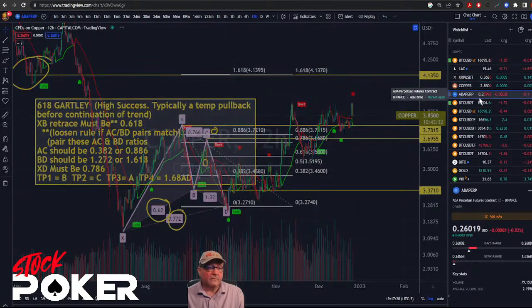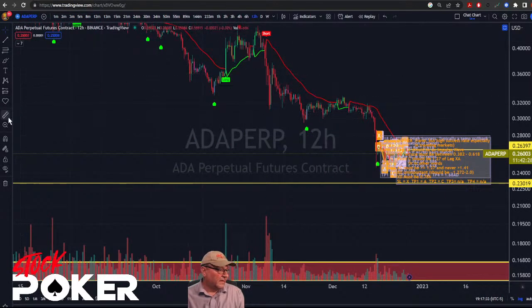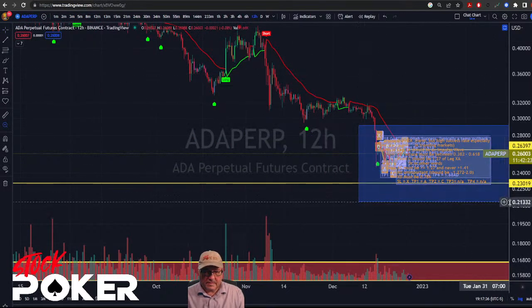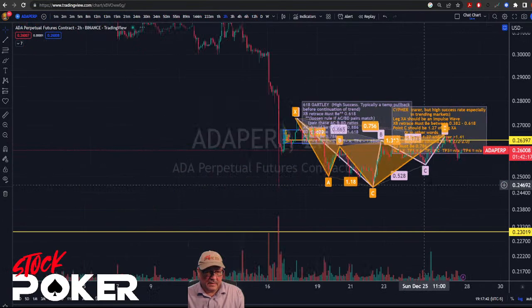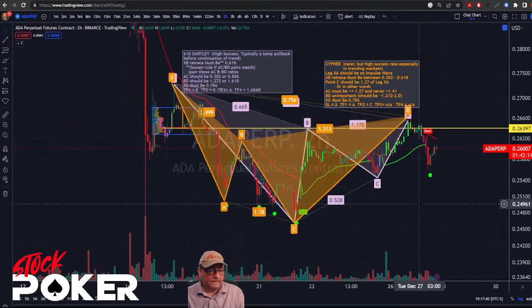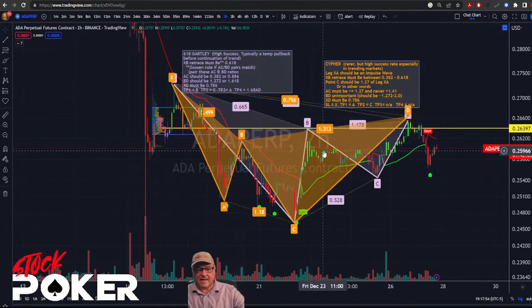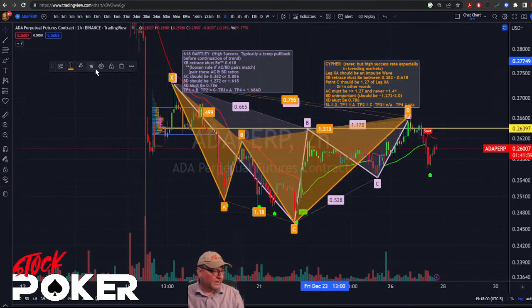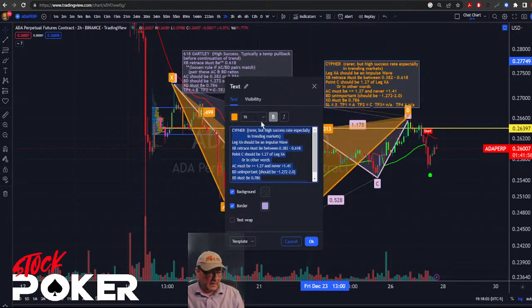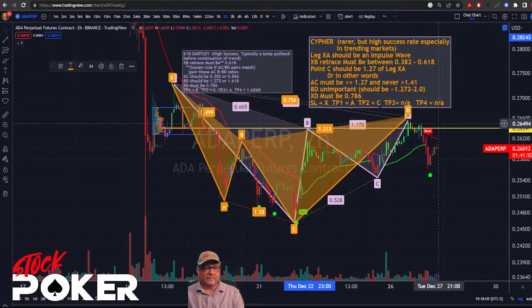And then I was looking over here on the ADA chart. Let me just show you. We'll go through this really quickly because I think you're getting the handle on these. Let's go to the 2 hour here. We had this Gartley before, and I have it marked out in purple, this purple harmonic wave. And on top of this, I found a Cypher, highlighted in the orange. Let me make that a little bit bigger so you can read it better. So these are the rules on the Cypher.